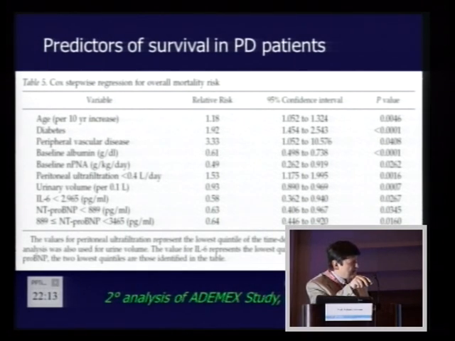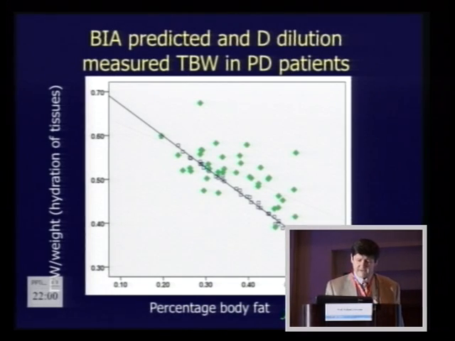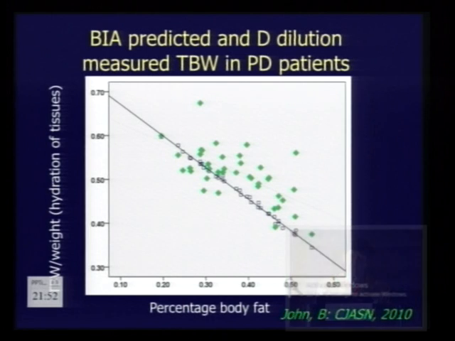And what we see, and this is a whole series of different predictors, but when you look at the achieved ultrafiltration rates as an independent predictor, what you find is that patients who have low ultrafiltration volumes, less than 400 mL a day in this particular study, but we've also observed it in other studies, those patients have less good survival. So in PD, it seems to be more about a problem of getting the fluid out of the patient than it is about the detrimental effects of removing the fluid.